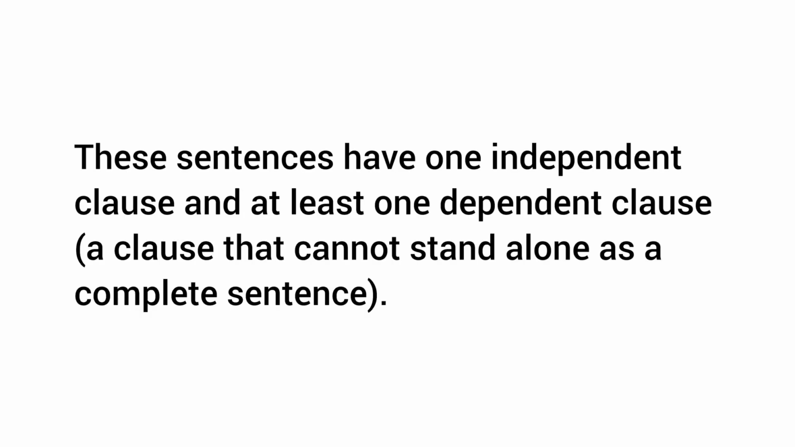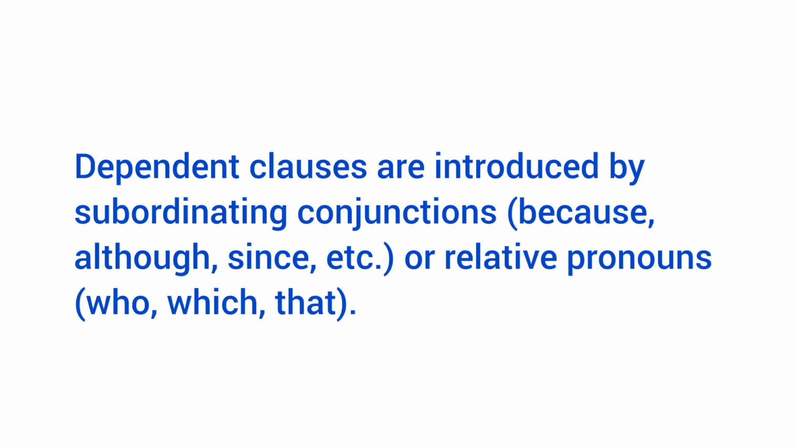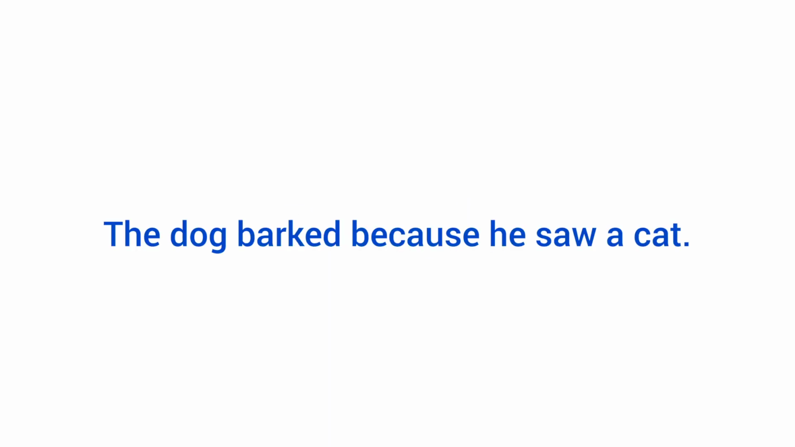Number three, complex sentences. These sentences have one independent clause and at least one dependent clause, a clause that cannot stand alone as a complete sentence. Dependent clauses are introduced by subordinating conjunctions, because, although, since, etc., or relative pronouns, who, which, that. For example, the dog barked because he saw a cat.